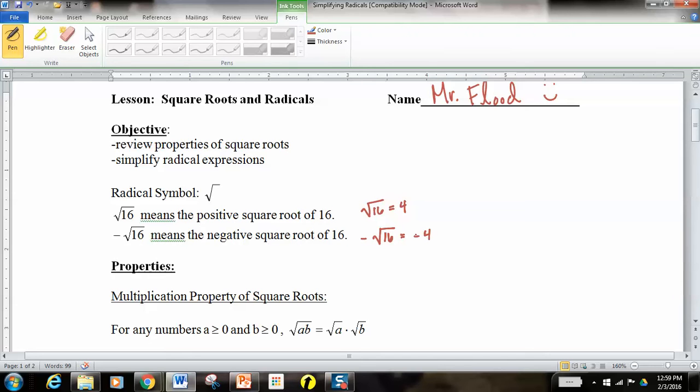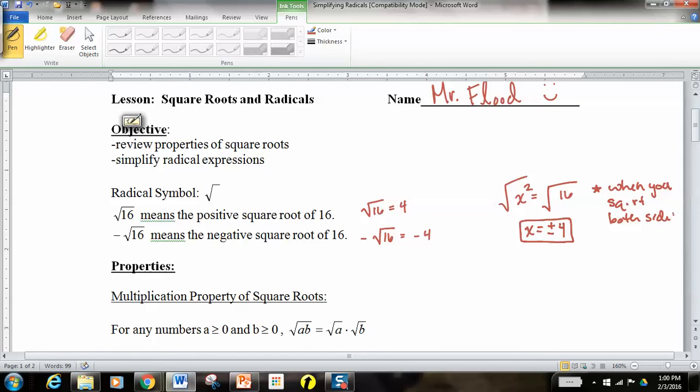When we solve equations with square roots, if x squared equals 16, the way we solve that is square rooting both sides. When we square root both sides, we need to talk about two solutions here, both the positive and the negative. But that's only when you square root both sides of an equation. Okay.